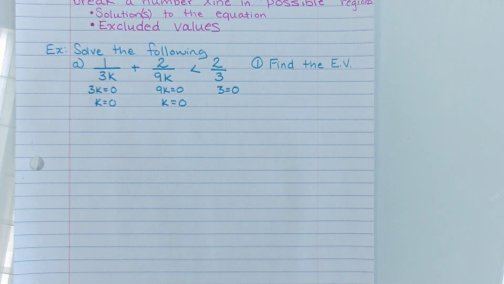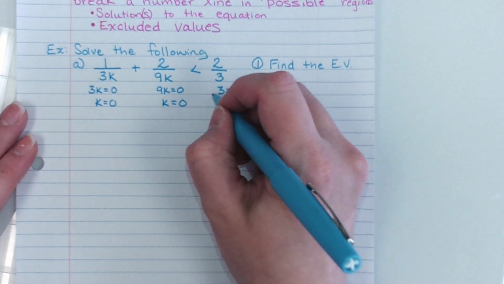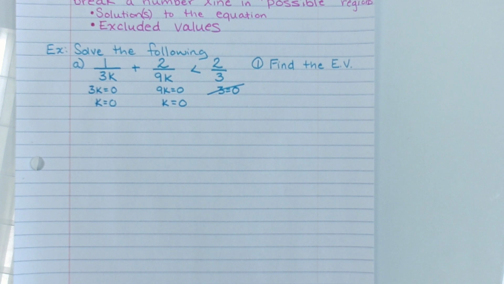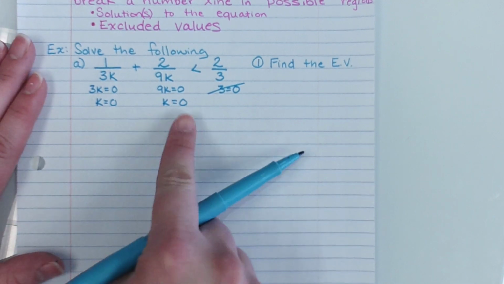The third one doesn't make sense. 3 equal to 0 is not logical. Constants equal to 0 will give me nothing. You don't actually have to set them equal to 0. I just make a point when I do it. So, I have a single excluded value. K is 0. It's the same on both of those.